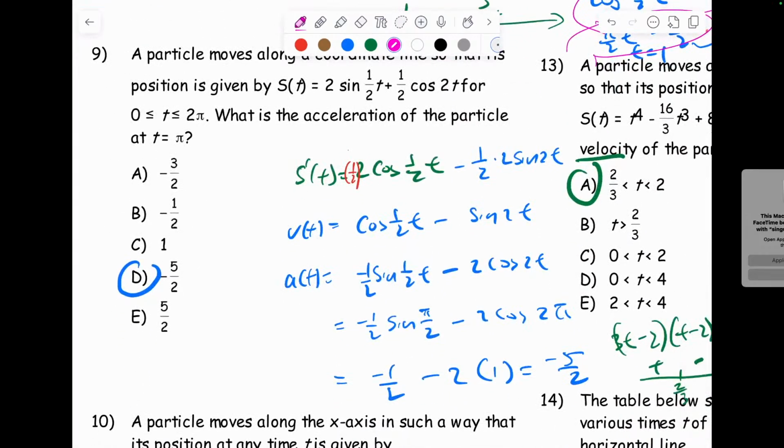Question 9, I got negative 5 over 2. This one's kind of tricky, but there's a lot of chain rule involved. That's what I got.